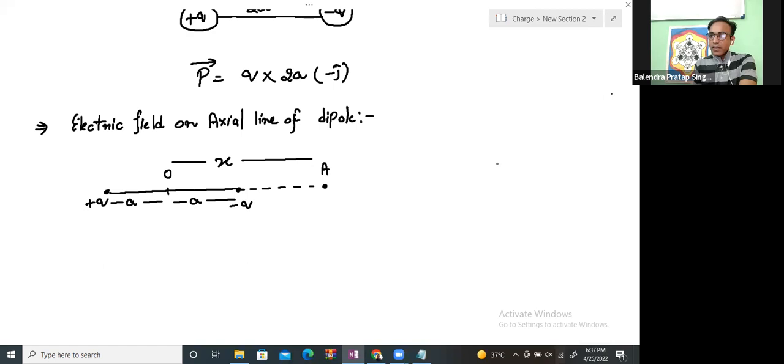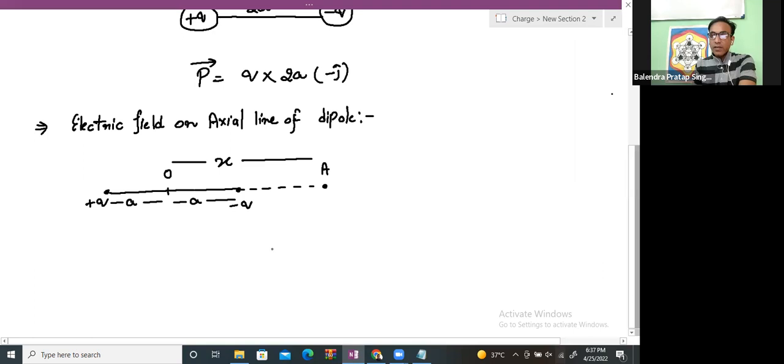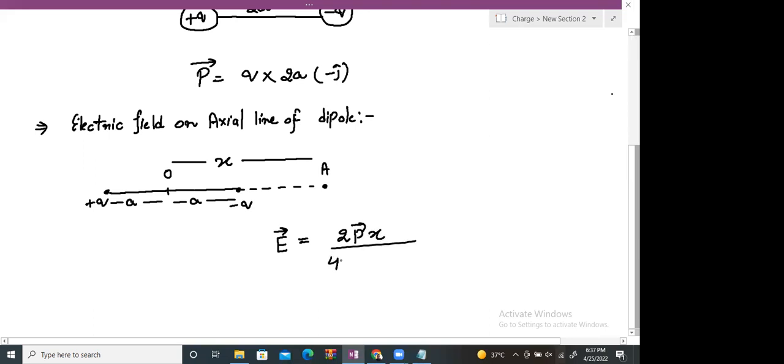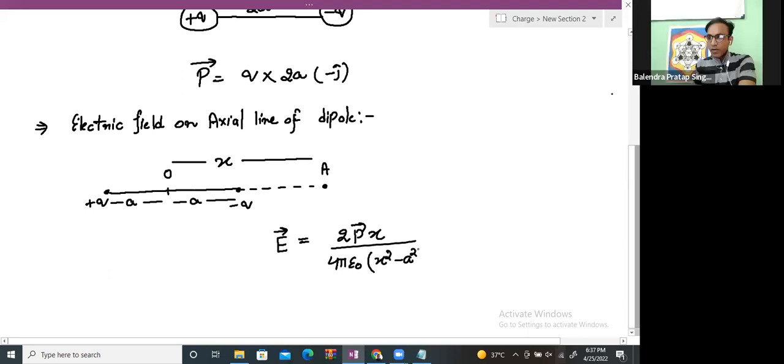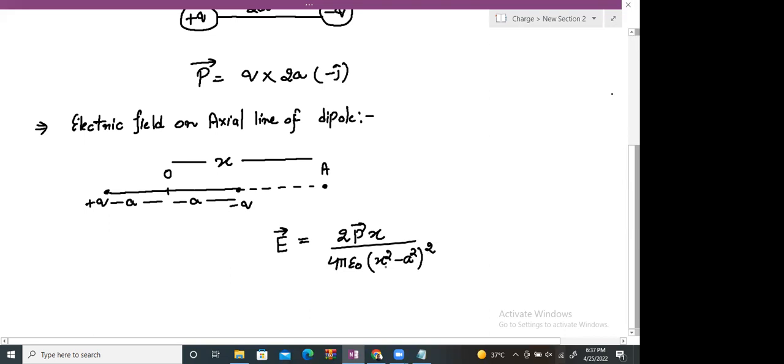In this case we calculated the expression of the electric field due to this electric dipole. The electric field vector E is equal to, what is the value of this electric field? Tell me, Minashi. It's 2px, vector p, divided by 4 pi epsilon naught into (x square minus a square) the whole square. That is the electric field due to this electric dipole on the axial line.